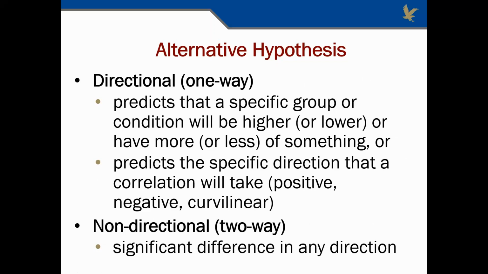Hypotheses may be either directional or non-directional. A directional hypothesis specifies the nature of the relationship or difference that is being predicted, such as that a specific group or condition will be higher or lower or have more or less of something, or it predicts the specific direction that a correlation will take. A non-directional hypothesis, on the other hand, states that a relationship or difference exists, but without specifying the nature of the expected finding.